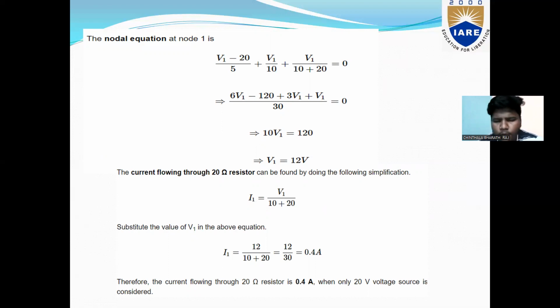The current flowing through the 20 ohm resistor can be found by the following simplification. That is, I1 equal to V1 by (10 plus 20). Substituting the value of V1 in the above equation, we get I1 equal to 12 by (10 plus 20), so we get 12 by 30, that is 0.4 amperes. Therefore, the current flowing through the 20 ohm resistor is 0.4 ampere when only the 20 volt voltage source is considered.